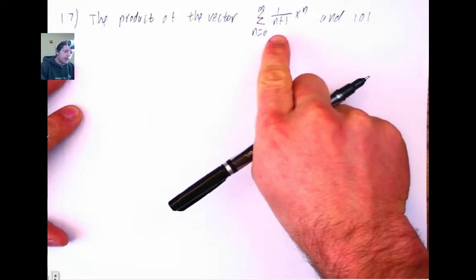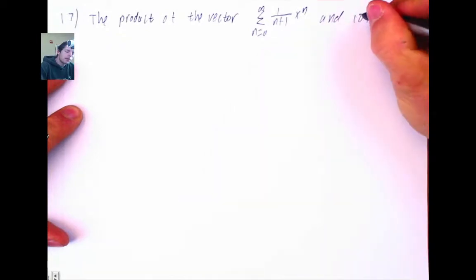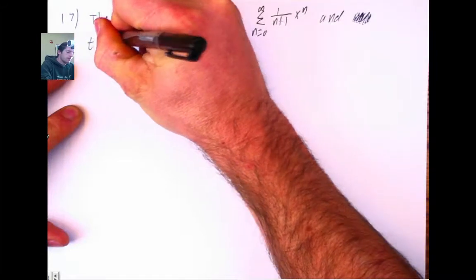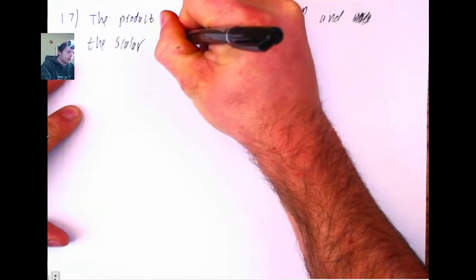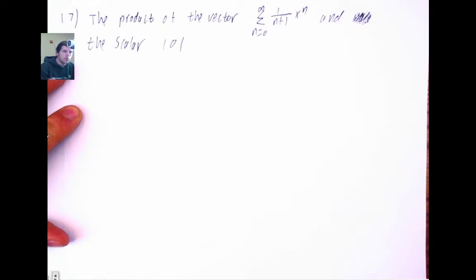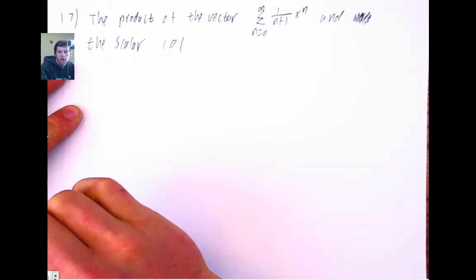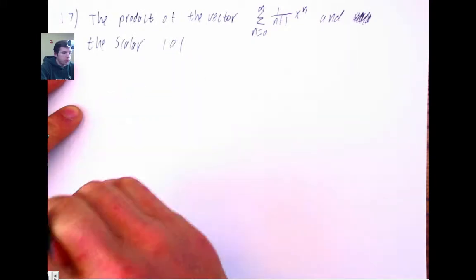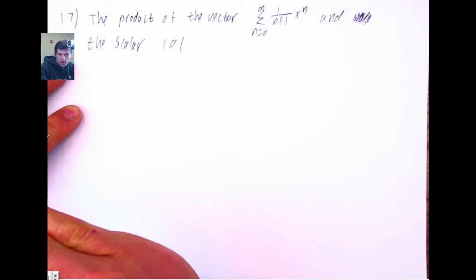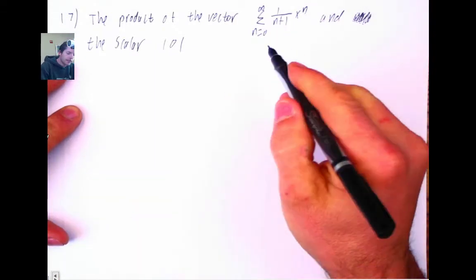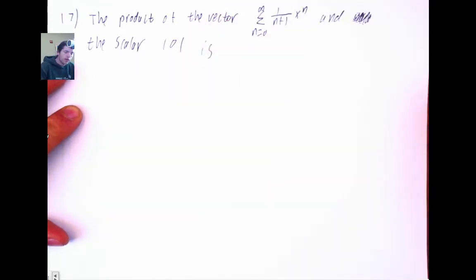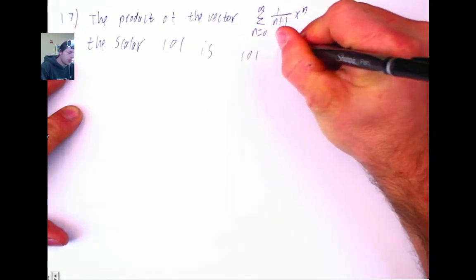The product of the vector, this power series, and I'm not just going to write 101, I'm going to say the scalar. 101, that is to say it's a real number. Instead of scalar, you could call it number. Someday, at some point in this class, we will deal with scalars that are not just real numbers, but let's not do everything in chapter 1. The product of the vector and the scalar is, well, what you do, of course, is you multiply.